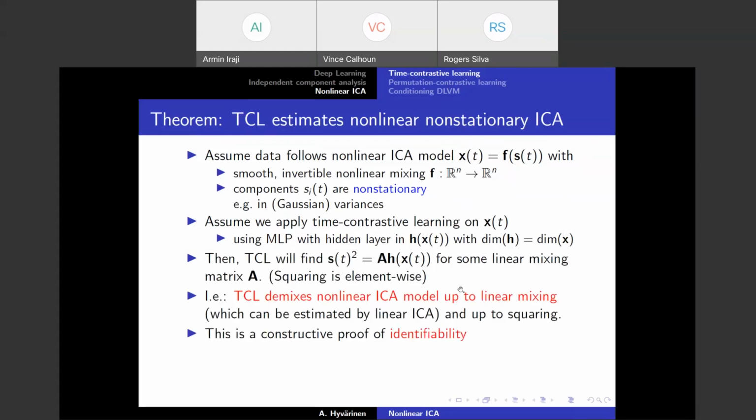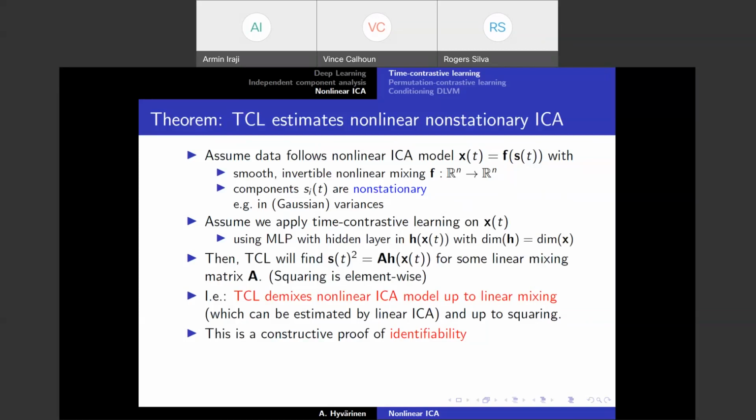So what that means is that TCL actually demixes the nonlinear ICA model up to a linear mixing given by this A. But then this linear mixing A can, of course, be estimated by linear ICA under some further assumptions. The only thing that remains is the squaring of the independent components, which we cannot resolve. In fact, it doesn't have to be squaring. It depends on the statistics of the data. The squaring comes from the assumption of Gaussian variances. But anyway, what we have here is a constructive proof of the identifiability of the model.